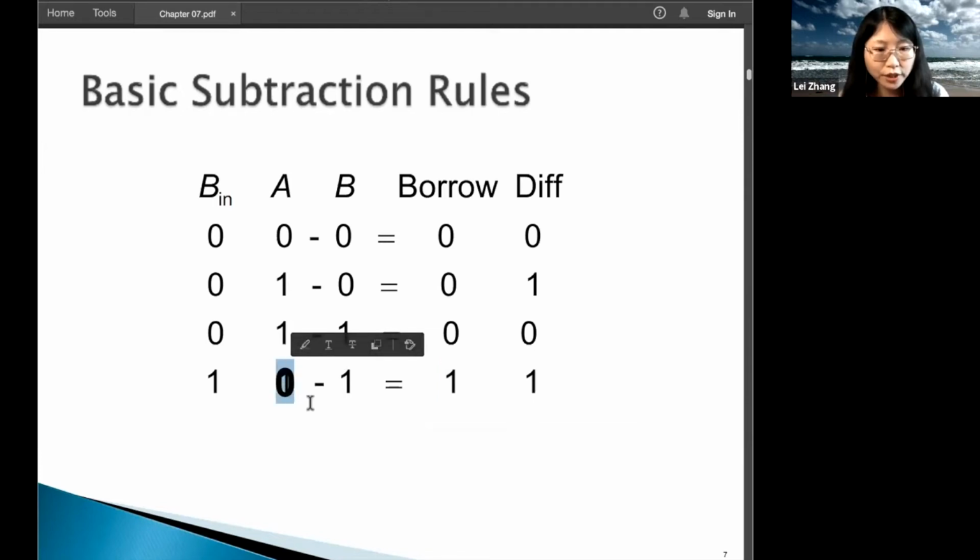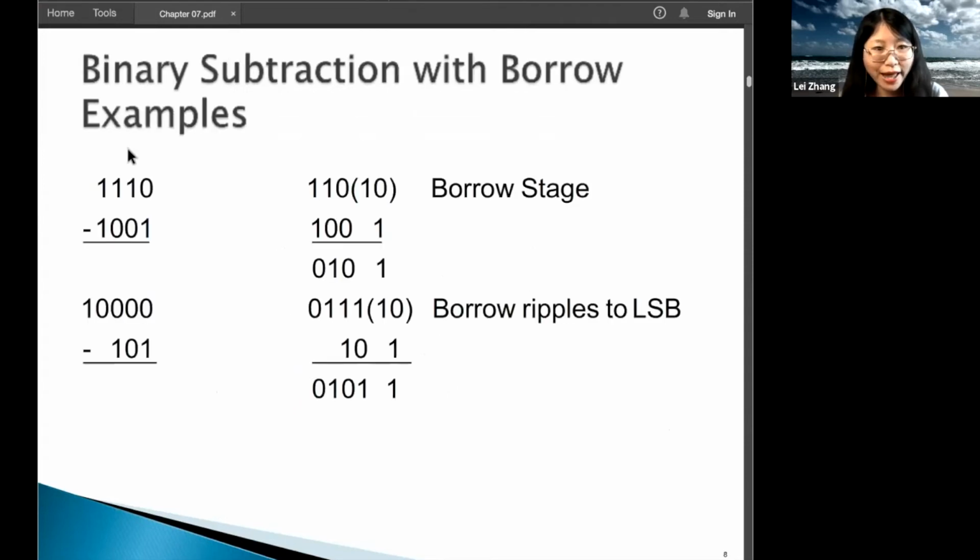If you downloaded some slides a while ago, it shows 1, which is incorrect. It doesn't need to be 1 here to indicate the borrow bit. So 0 minus 1, the difference is 1, after we borrowed 1 bit from the next bit. So those are the subtraction rules. Okay, let's have a look at more complex examples.